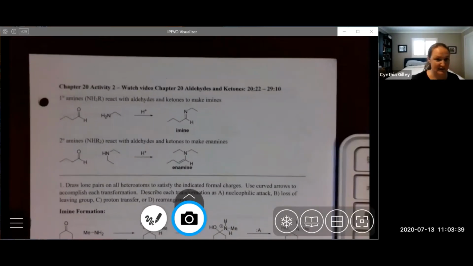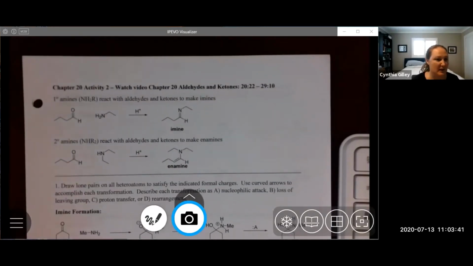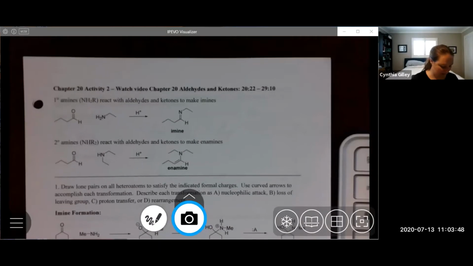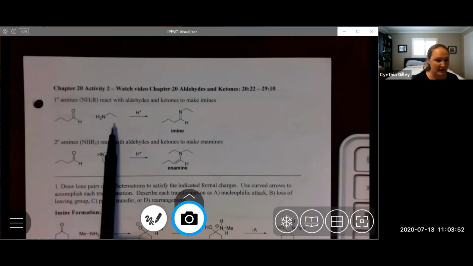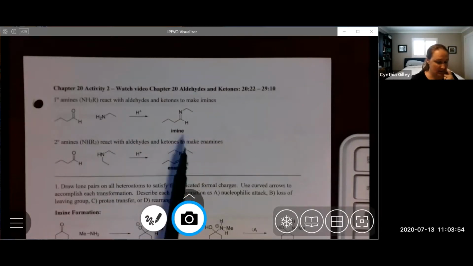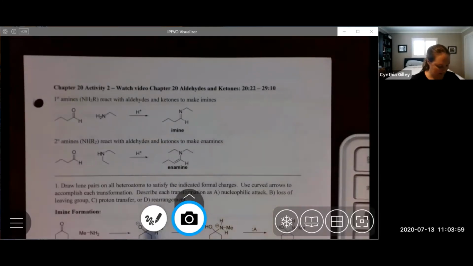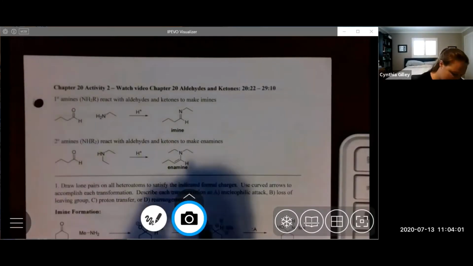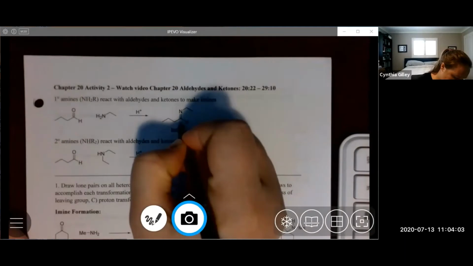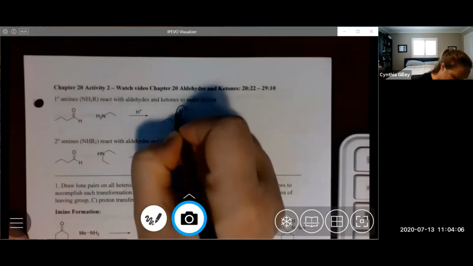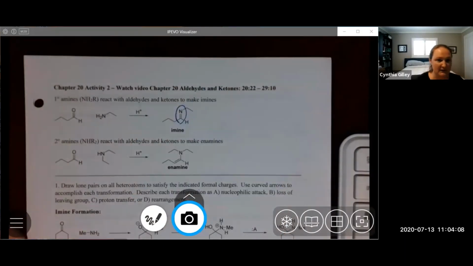Chapter 20, activity 2, and we start out with forming imines and enamines. So if we have an aldehyde or a ketone and we react it with a primary amine, it'll give an imine. We react it with this amine, and it's called an enamine. Right? And we just want to kind of focus in on this part. So it's the carbon-nitrogen double bond, right? That will signify that you have an imine.